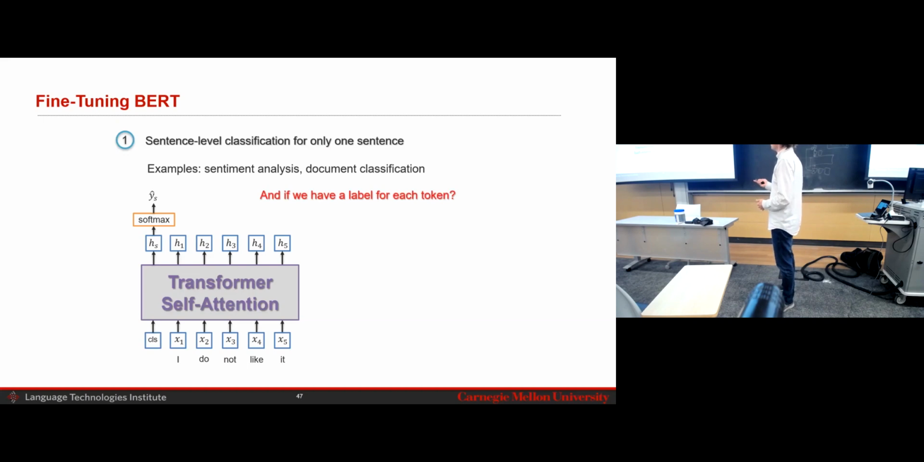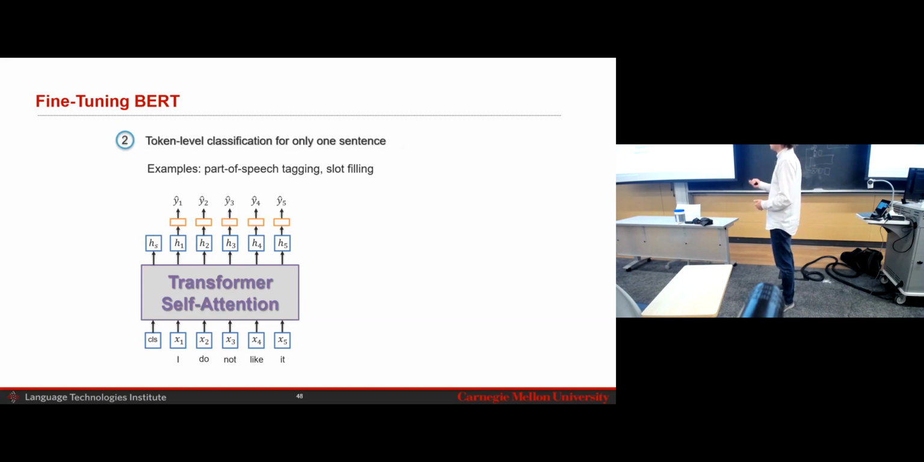And if we have a label for each token, then you can learn a classifier, and those weights will usually be tied. It's the same classifier for every word. Or you could make it more fancy, but that, for example, is a good way to do it.